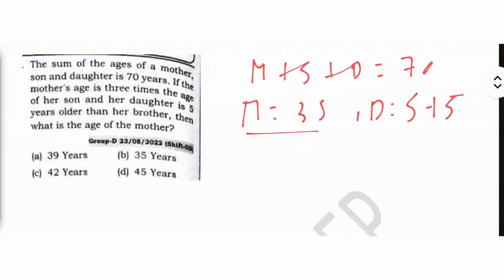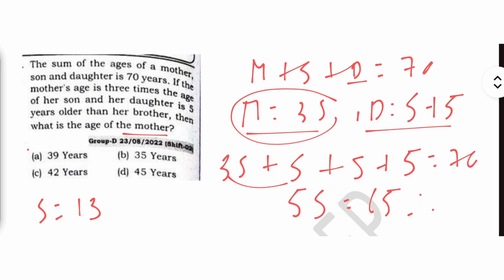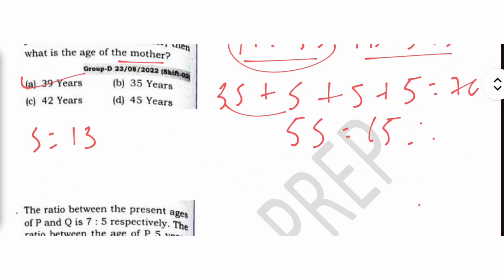What do we know? M is 3s. So equate for M, 3s plus s plus, what is daughter? It is s plus 5. Equate here, s plus 5, which is 70. So 3s, s and s becomes 5s is nothing but 65. Therefore s is nothing but 13. What is the age of the mother? Mother, we know it is 3s. So 3 13s are 39 years old. Okay.